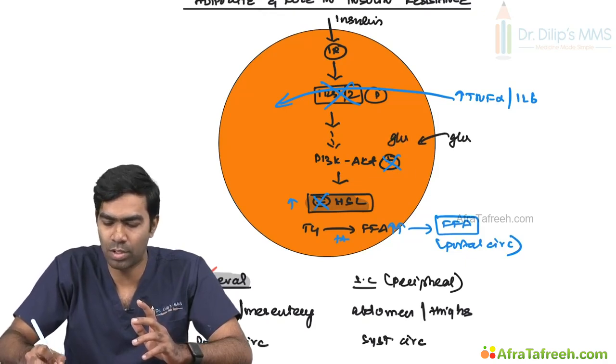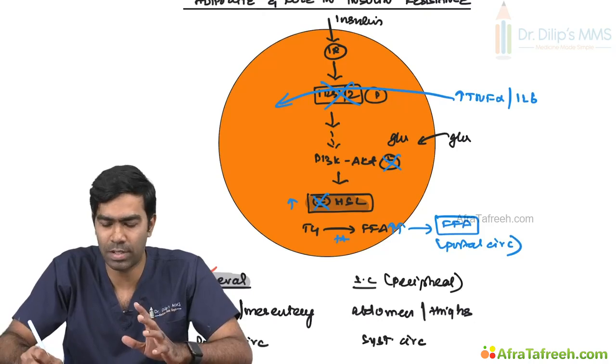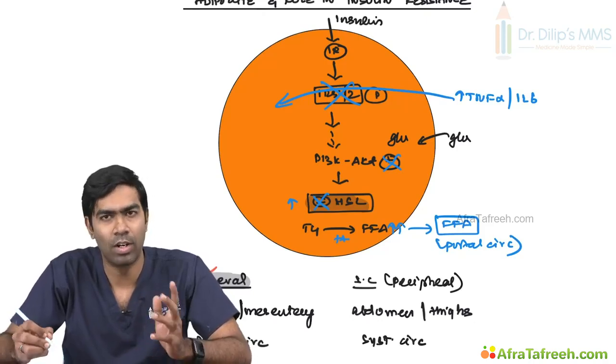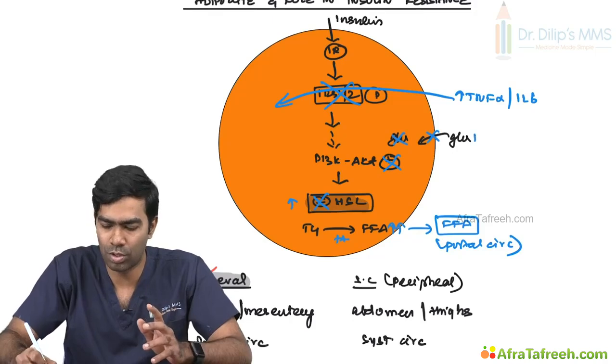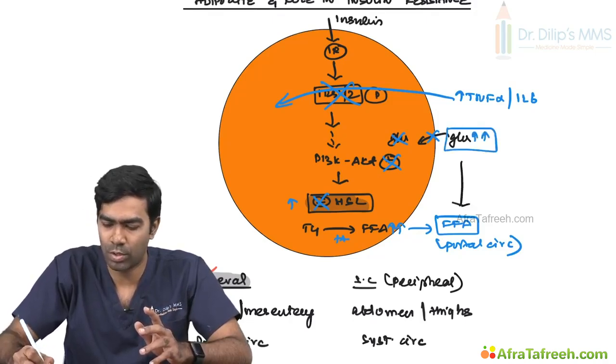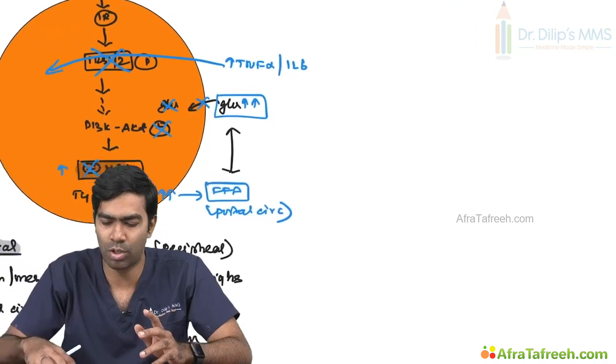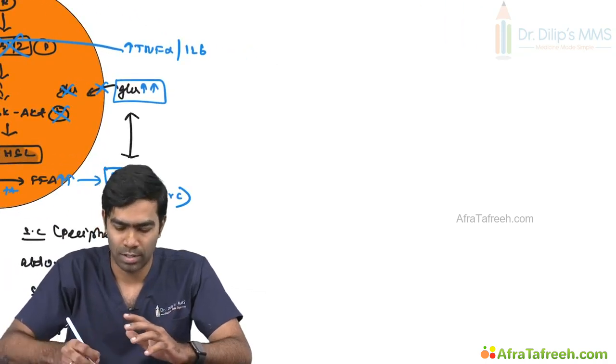And of course, one more action of insulin is to take up glucose. Even in adipose tissue, this glucose uptake is really important, especially by the GLUT4 transporter. In the setting of low PI3K-AKT activity, the GLUT4 transporter will be poorly active, resulting in poor uptake of glucose and subsequently more glucose in the portal circulation. So there's going to be more free fatty acid and more glucose in the portal circulation.